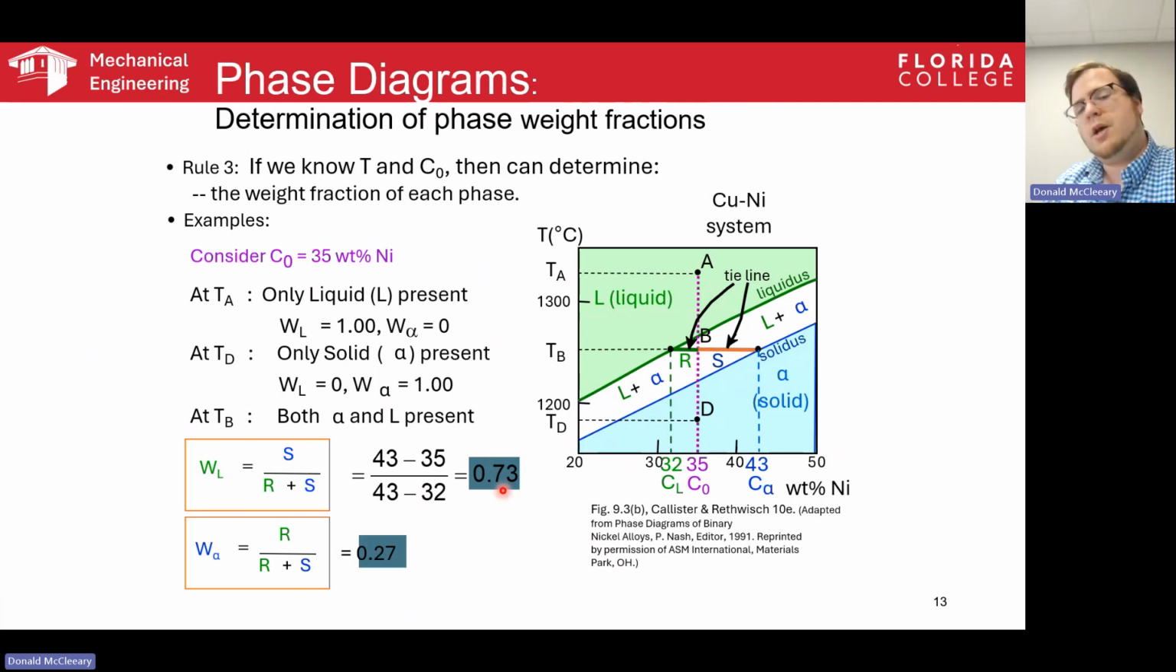So how much solid do you have at this point? Well, it's going to be the opposite of that, right? So it's going to be 0.27. And that's what they do down here. They just kind of invert it. Instead of S over R plus S, it's R over R plus S, and then you get your weight fraction of alpha. But it's also just the inverse of this, right?